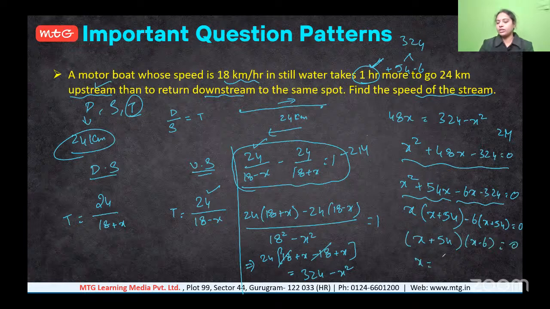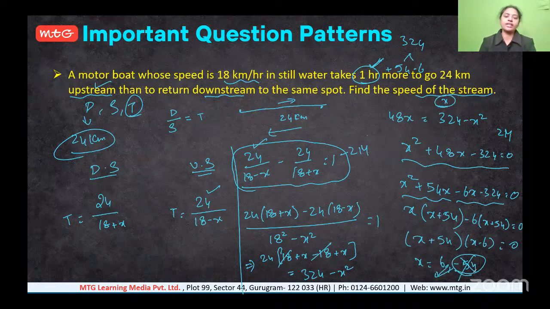If I find its roots, 6 and minus 54 will come. Minus 54 cannot be the speed, because my equation's x is the speed of the stream, and speed cannot be negative. So 6 km/h is the speed of the water in this problem.